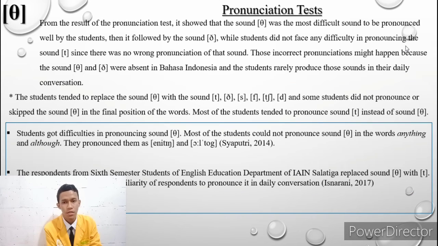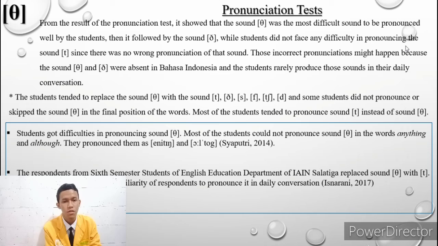And then, from the result of the pronunciation test, it shows that the sound th was the most difficult sound to be pronounced well by the students. Then it was followed by the sound the. While the students did not face any difficulty in pronouncing the sound th, since there was no wrong pronunciation of that sound. This incorrect pronunciation might happen because the sound th and the were absent in bahasa Indonesia, and the students rarely reproduced the sounds in their daily conversation.